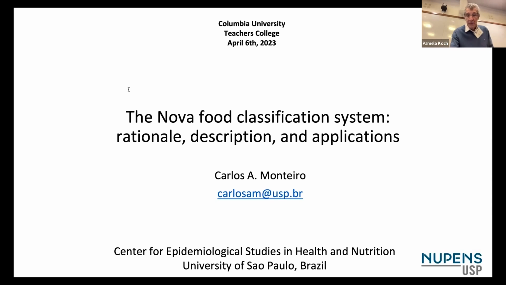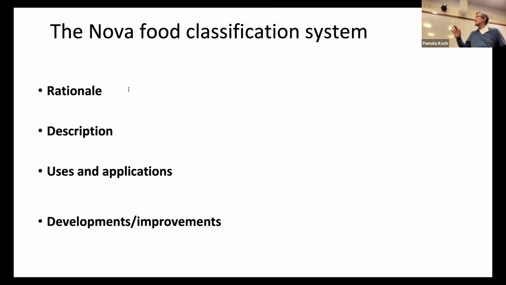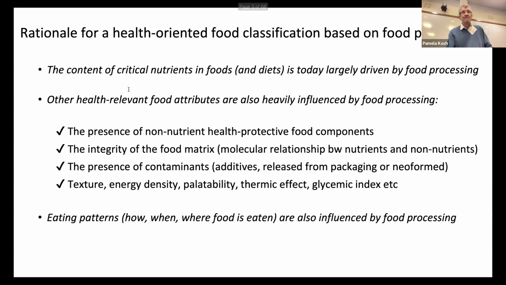So I'm here to talk about the NOVA food classification system. This is the outline of my presentation. I'll start by explaining the rationale underlying NOVA. NOVA is a tool, but underlying NOVA, there's a theory, right? So I will give some elements of this theory for you during the rationale. Then I'll describe the classification. We'll see some uses and applications that occurred in the last 10 years, and some developments and improvements.